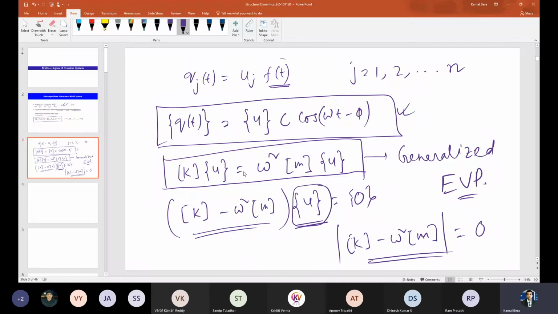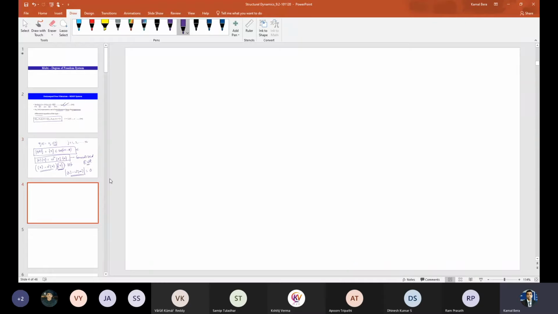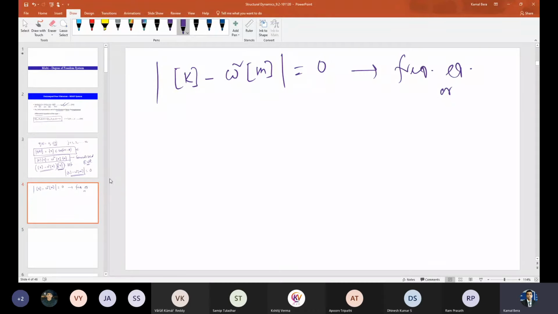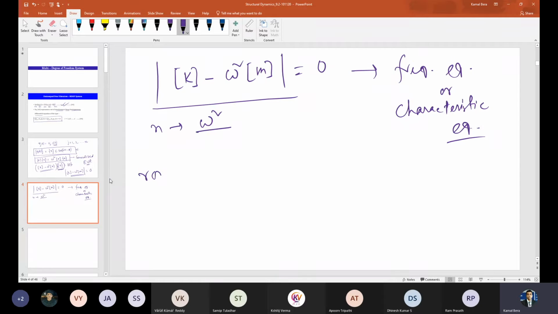Now if I take the determinant of this, I will basically get a frequency equation. The determinant of K minus omega square M equals 0 gives you the frequency equation, or it's called the characteristic equation, because after solving this we will get eigenvalues. Then if I take the square root of that, we will get the natural frequency of the system. This will give an nth order polynomial in omega square, so I will get the roots.